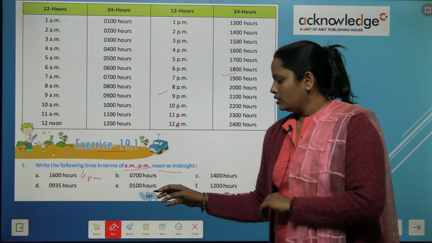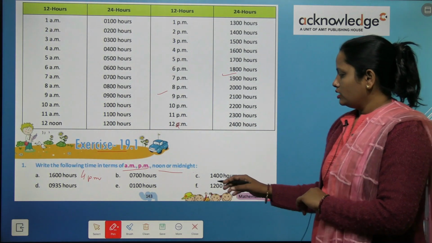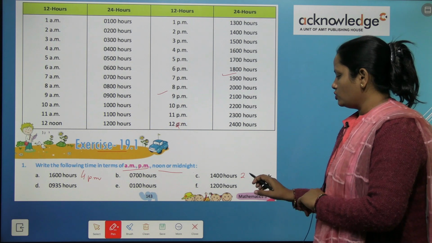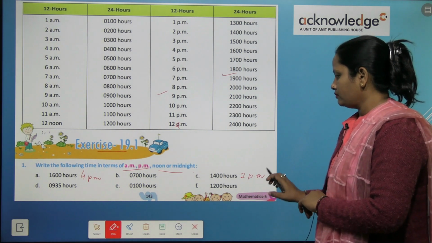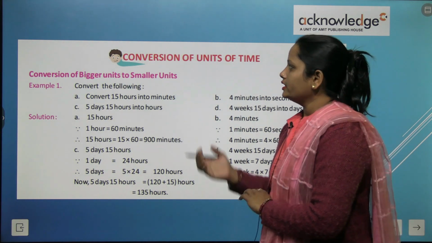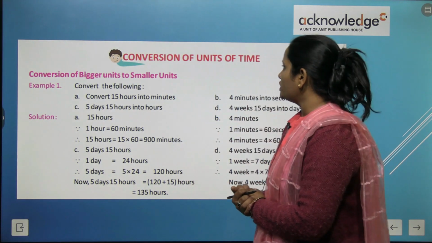Next, let's do this one, 14 hours. Here you can see 14, which is 2 PM. Similarly, you have to do the rest. Now let's learn the conversion of unit of time.